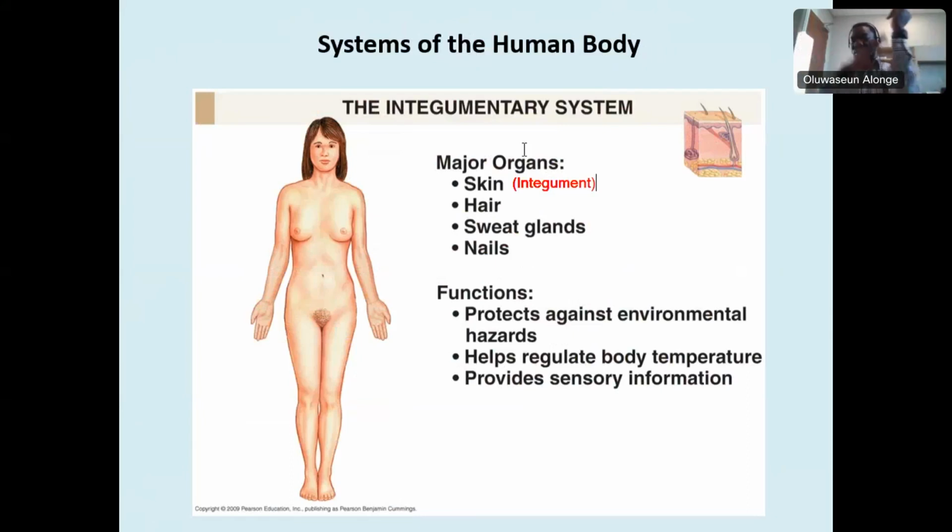That's the skin everywhere, right? And your hair is also part of the integumentary system. Your nails are part of the integumentary system. You have sweat glands there. And what does the skin do? It protects you. The skin helps to regulate temperature. The skin is actually a receptor that tells you that the temperature is high or the temperature is low. So it helps to regulate body temperature.